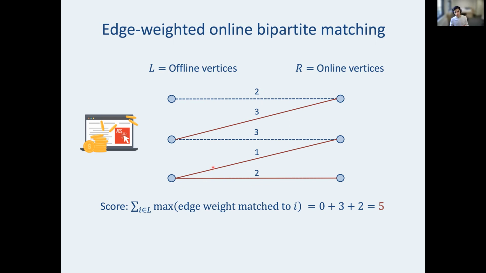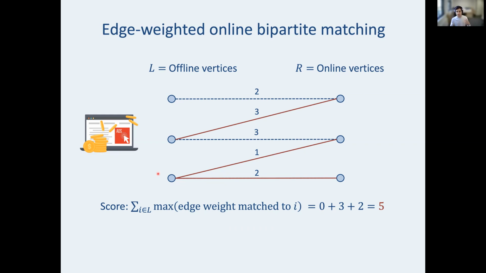So in this case, our score wouldn't be 3 plus 1 plus 2 being 6. We would dispose of this weight 1 edge and so get a score of 5. Effectively, we take the max weight for each offline node. This is called the free disposal assumption. And one motivation for it is that you can't get any non-trivial competitive ratios without it. Also, in many applications, it's quite natural.